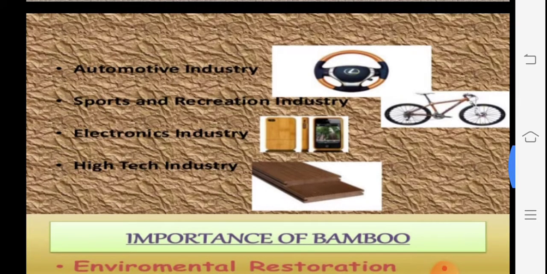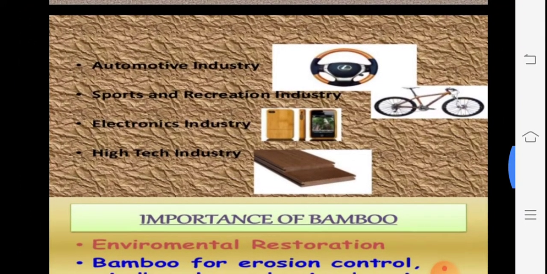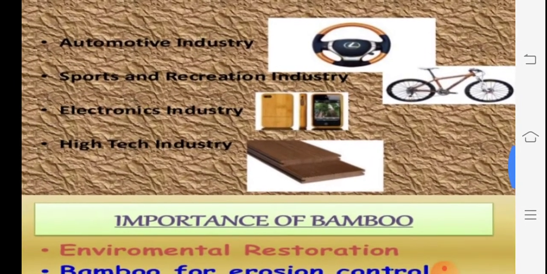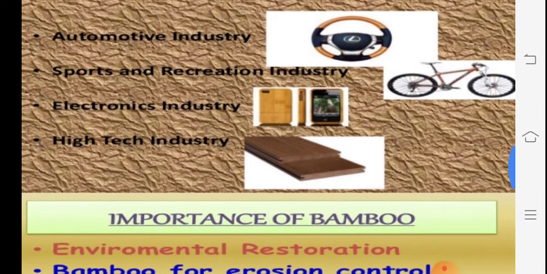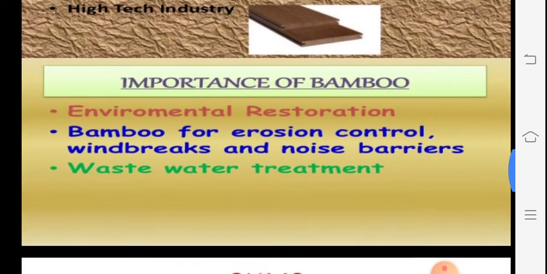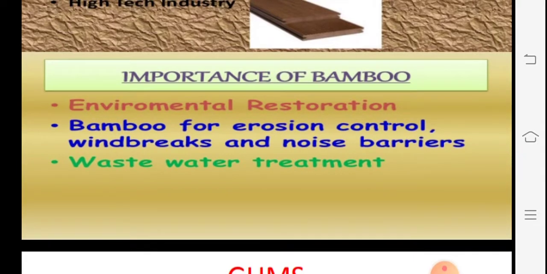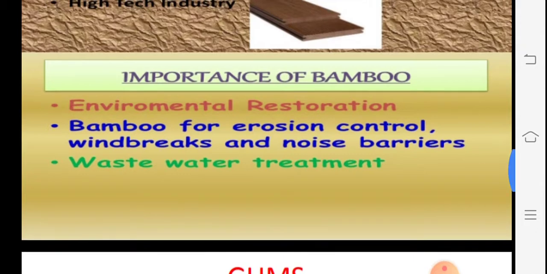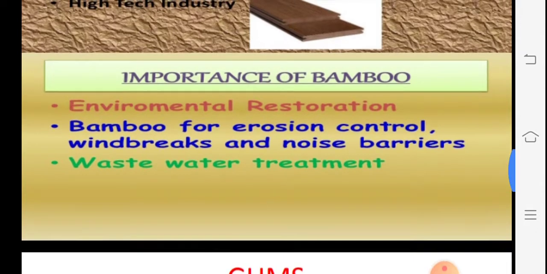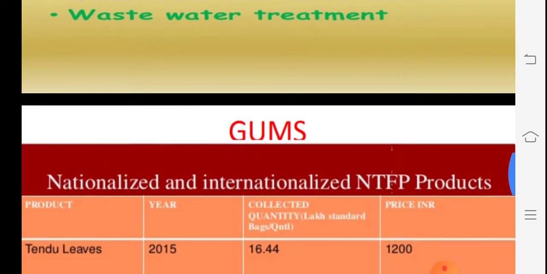Then in the sports recreation industry, there are things like bicycles and others. Then in the electronic industry, bamboo is used for frameworks or cabins, and it is generally also used in the high-tech industry. Its importance is also there in restoration, and bamboo is generally used for erosion control, as a wind break, and as noise barriers. In wastewater treatment, it plays an important part. So this is the first example as per our syllabus.